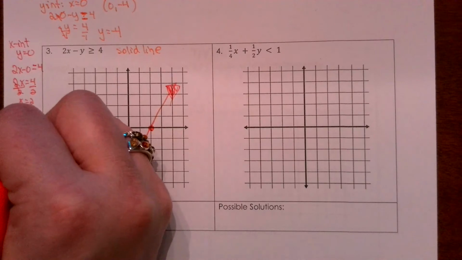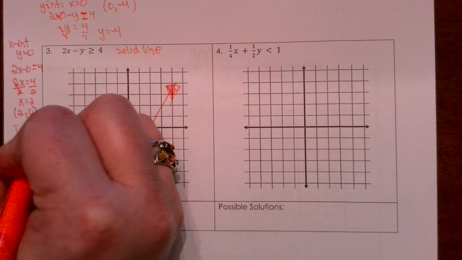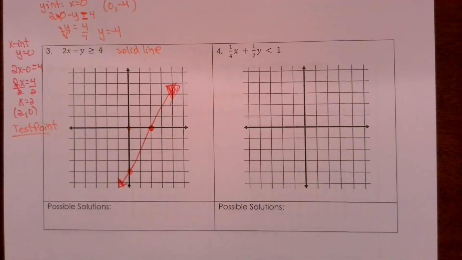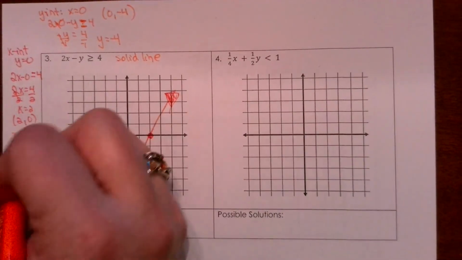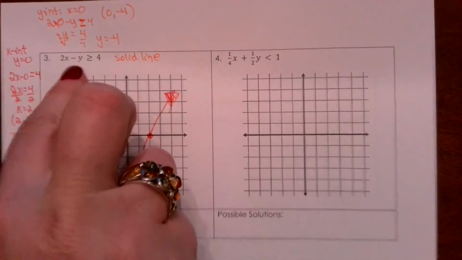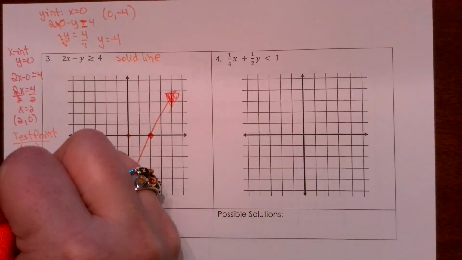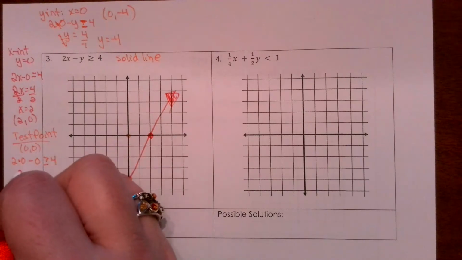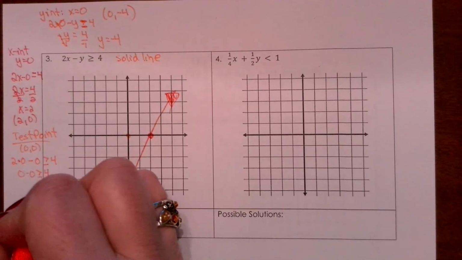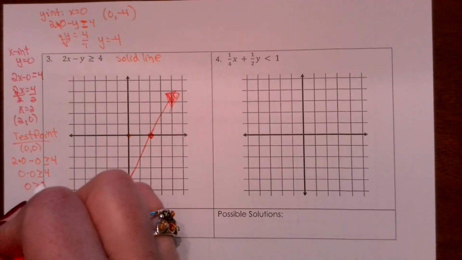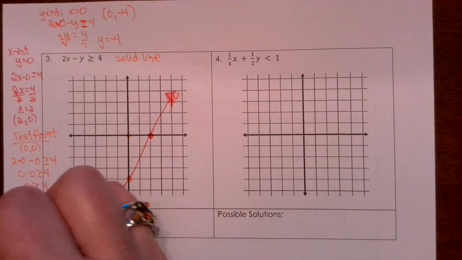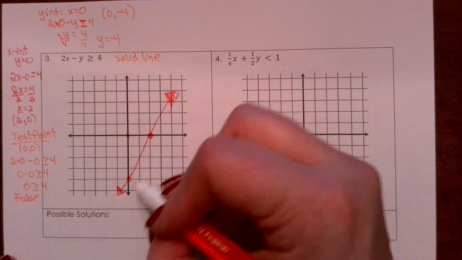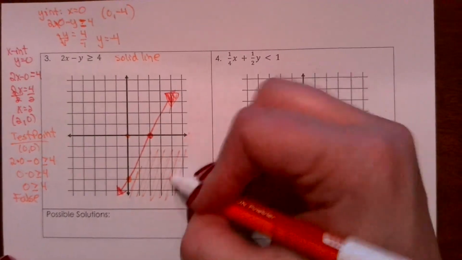And now I need to figure out my shading. So I'm going to think about my test point. Remember, if you can use 0, 0, and I can because it's not on the line, use 0, 0. So I'm going to substitute 0 in for x and y. 2 times 0 minus 0 is greater than or equal to 4. 0 minus 0 is greater than or equal to 4. Is 0 greater than or equal to 4? False. So the test point is not in the solution. I'm going to be shading this way.